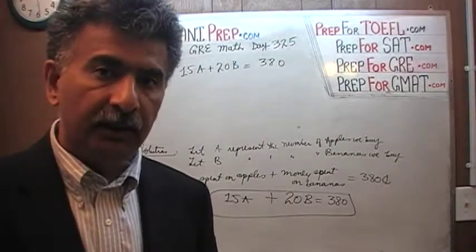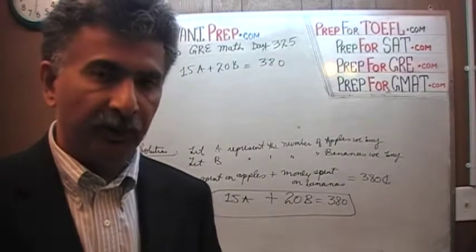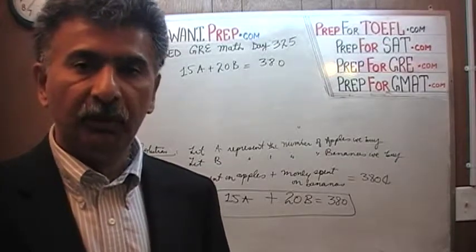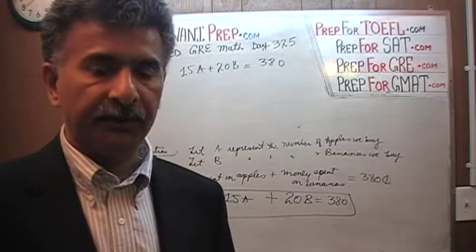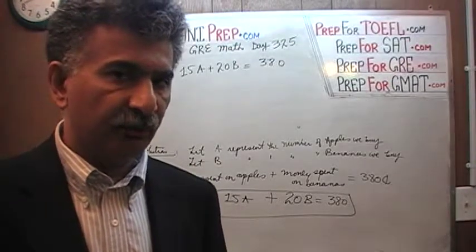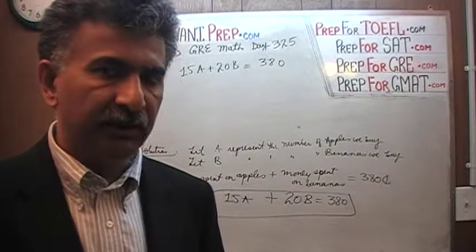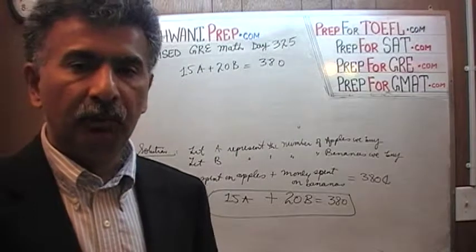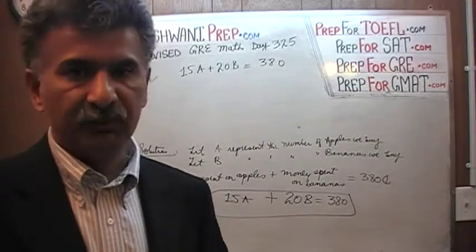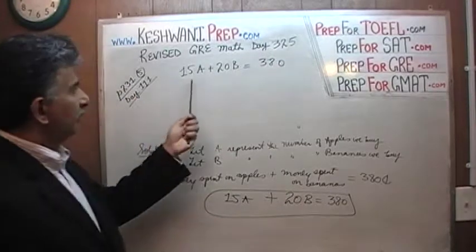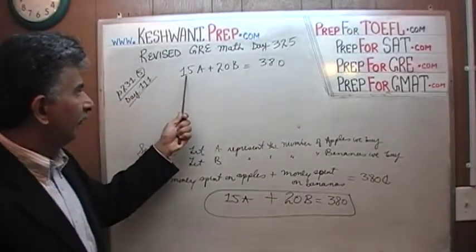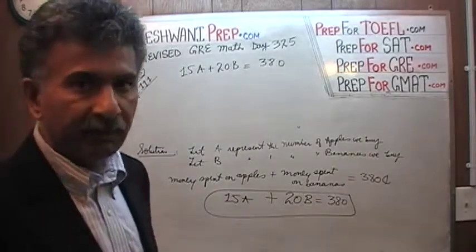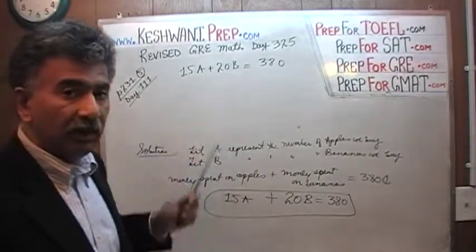Now, we could actually leave everything the way it is. But it is always a good idea to simplify any given equation, if you can, before you start solving for variables. Here we have to solve for variable B because they are asking us how many bananas we buy. The more simplified the equation is, the less work we will have to do. Can we simplify this equation? Do you find any common factor in these three terms, 15A, 20B, 380? Well, they are all multiples of 5.